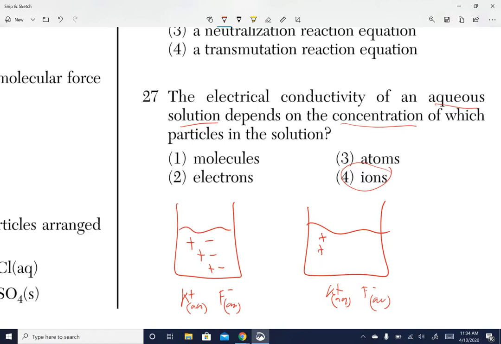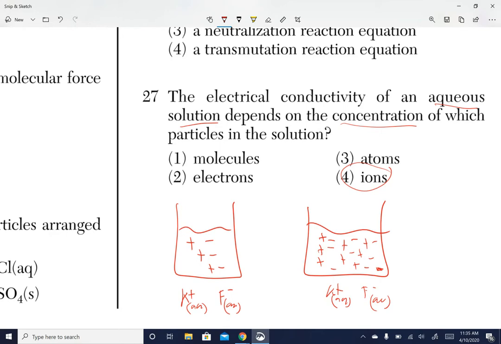But over here, 1, 2, 3, 4, 5, 6, 7, 8, 9. So over here, we have 3 times as many, right? In the first we have 3 positives, 3 negatives. Here we have 9 positives, 9 negatives. This one would have a higher concentration.